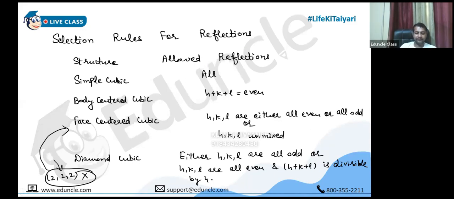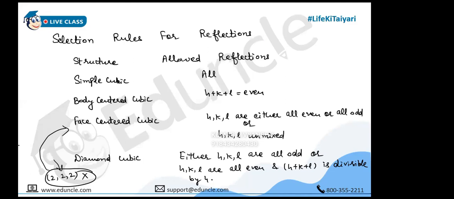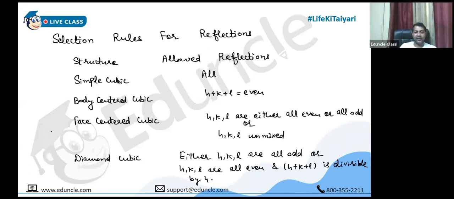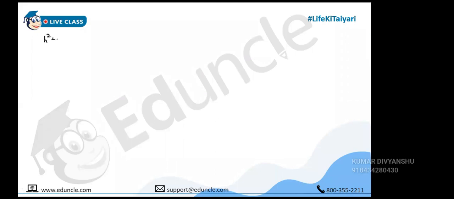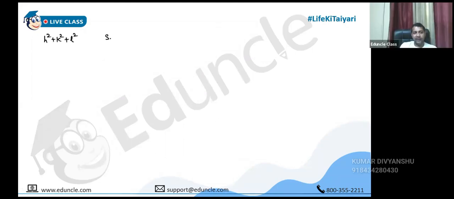Yes, sir. Now, let me tell you again with the help of a table. Let us make a table with H square plus K square plus L square values, and then simple cubic, FCC, BCC, diamond cubic. What is the lowest possible value of HKL? It may be 100, so H square plus K square plus L square will be 1, corresponding to 100. And 100 will be allowed in simple cubic.